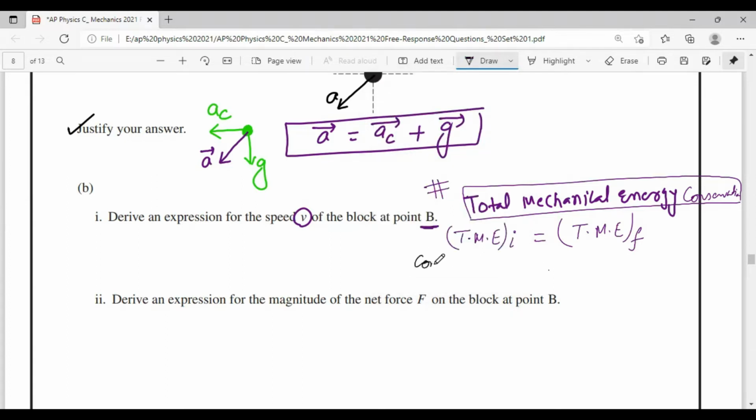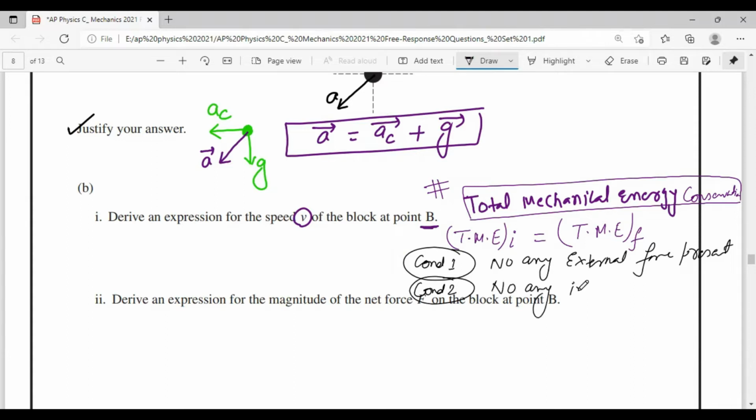The first condition, condition number one: there should be no external force present. Condition number two: there should be no internal non-conservative force present.